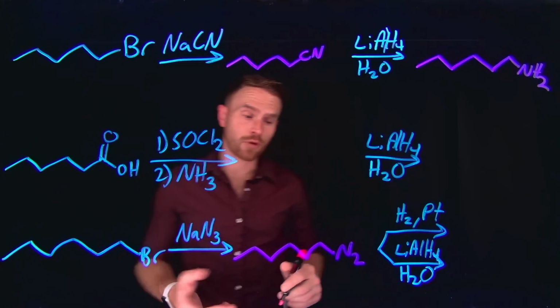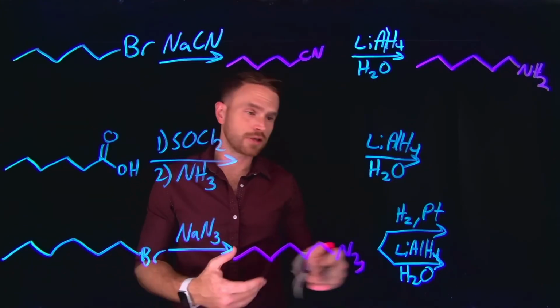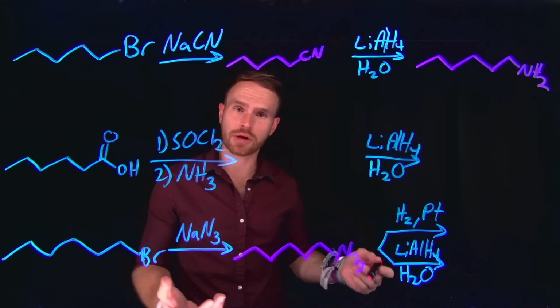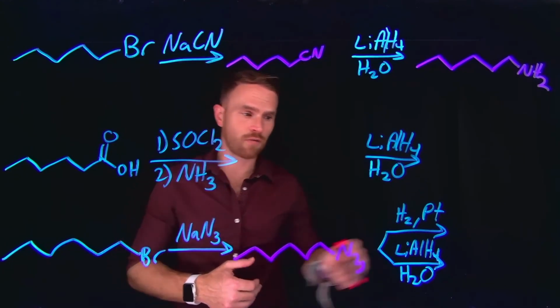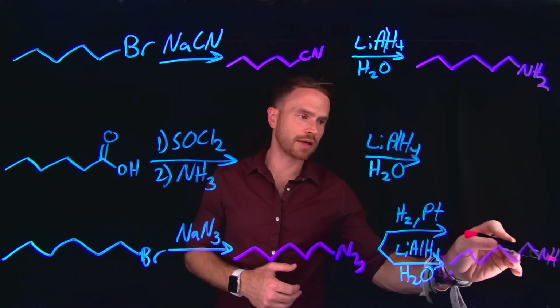However, once you have produced this azide complex, this alkyl azide, you can do reduction using either hydrogen over platinum or again lithium aluminum hydride followed by the addition of water in order to reduce this to the primary amine, which is going to now be NH2.